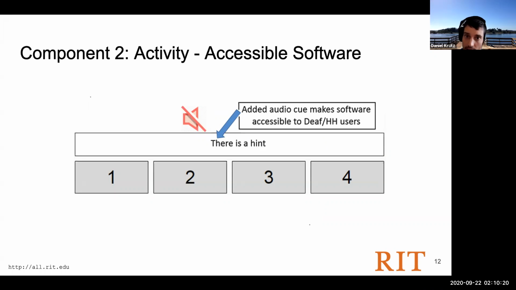So the idea is that they experience software in an inaccessible way, they make the fix, and then they experience accessible software. The idea is that they not only learn some foundational skills about how to create accessible software, but more importantly, they see why it is important to create accessible software. What are the adverse impacts on the everyday user of creating inaccessible software?